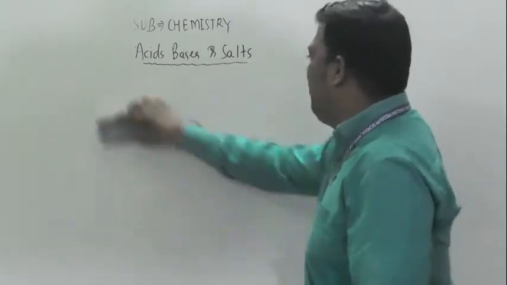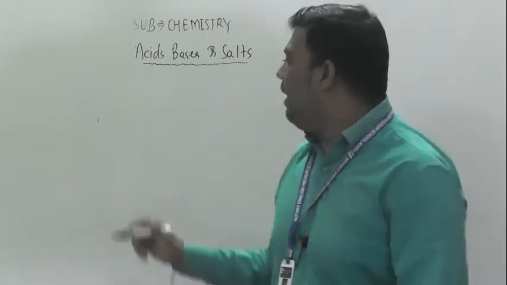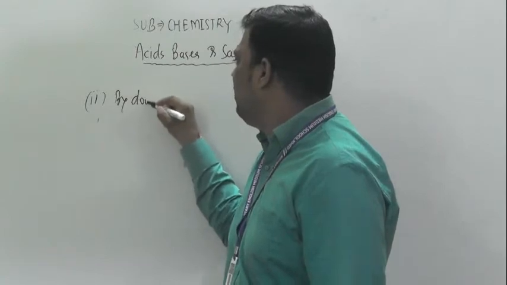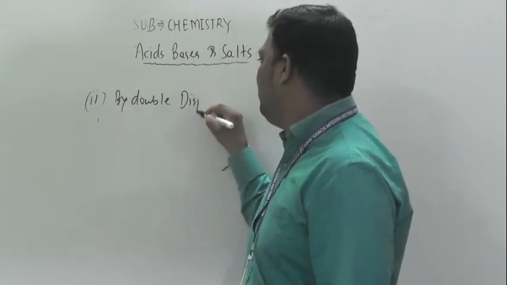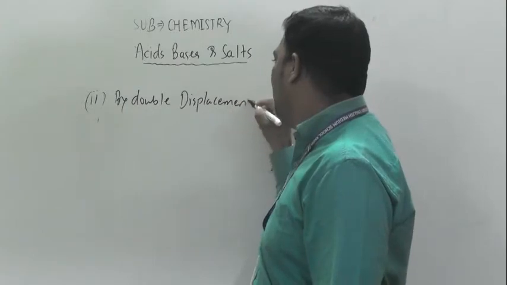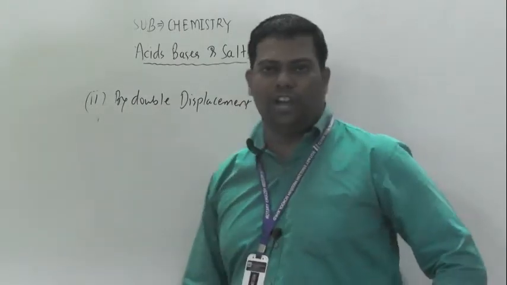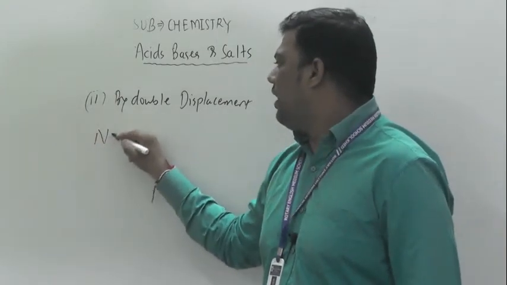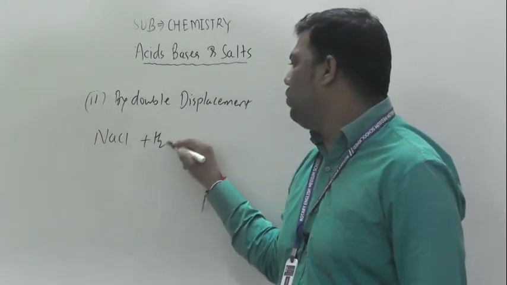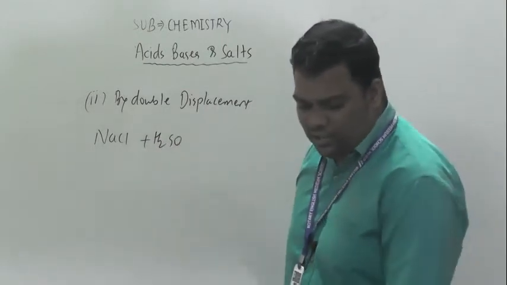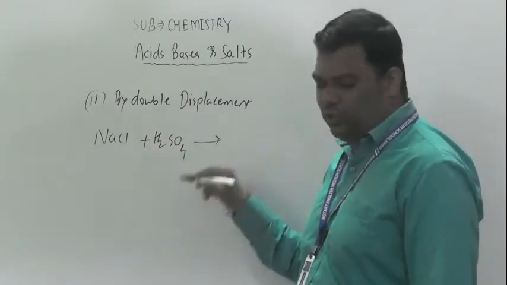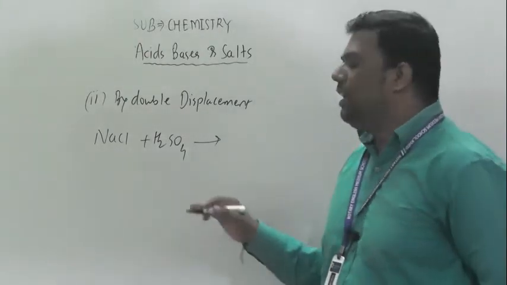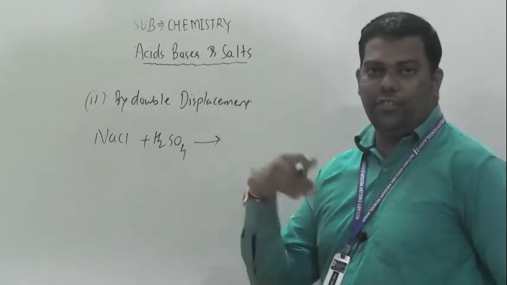Now we will see our next method. First we saw direct combination, now second is by double displacement. In double displacement what will happen? As you know, there are so many examples. See here, NaCl plus H2SO4. Here we are preparing HCl.